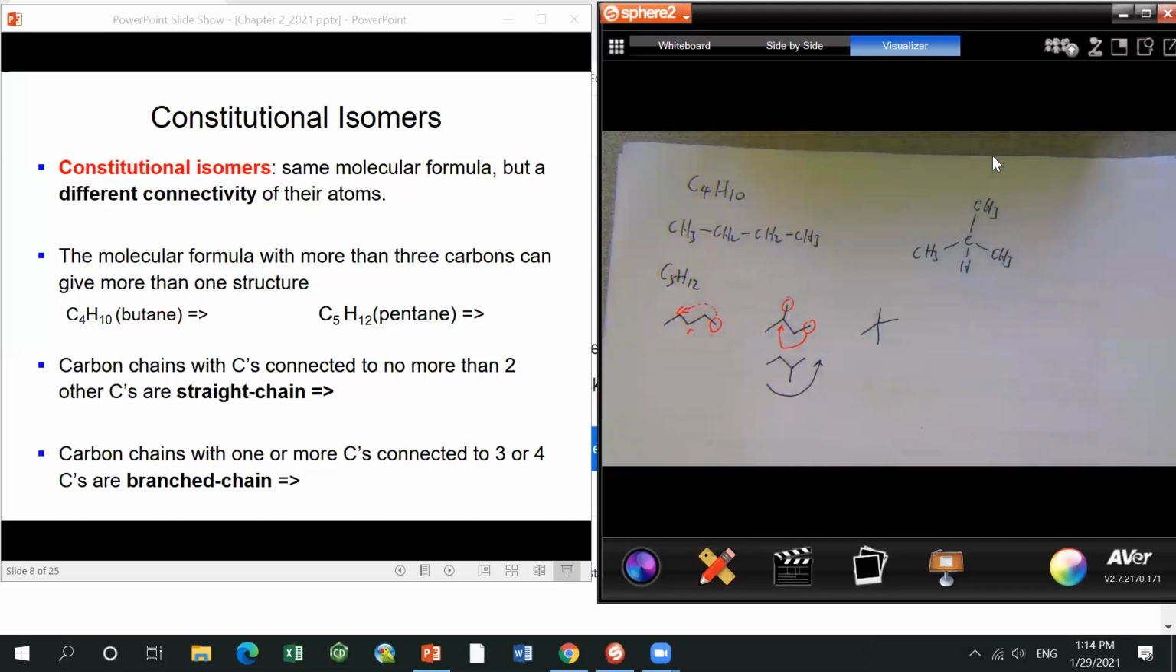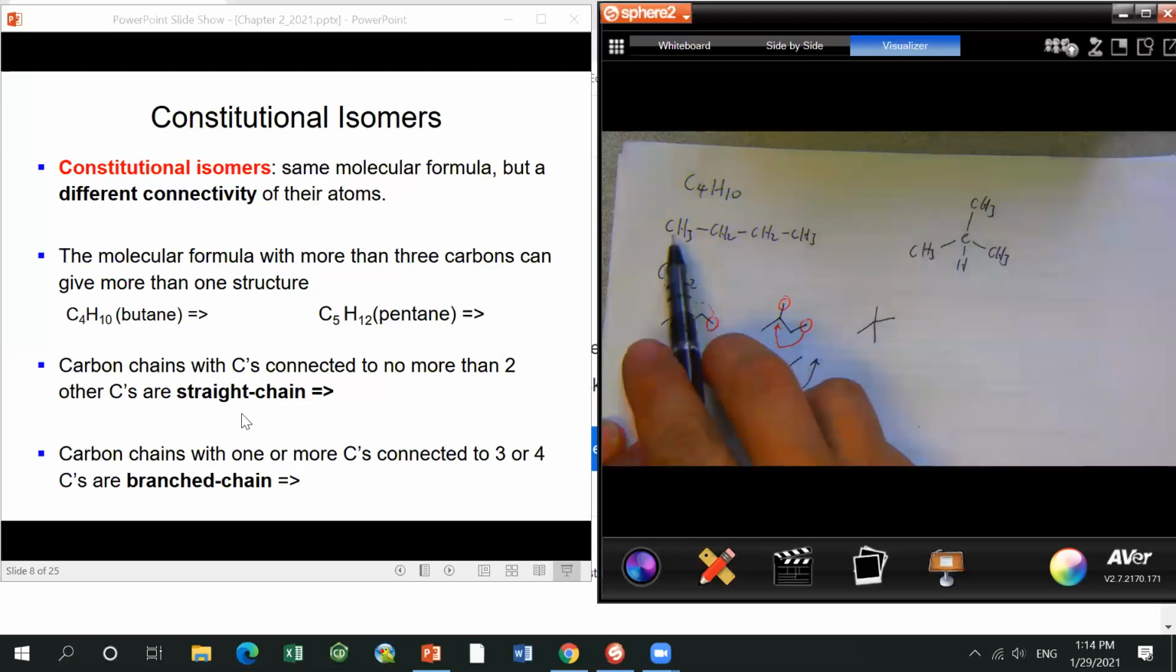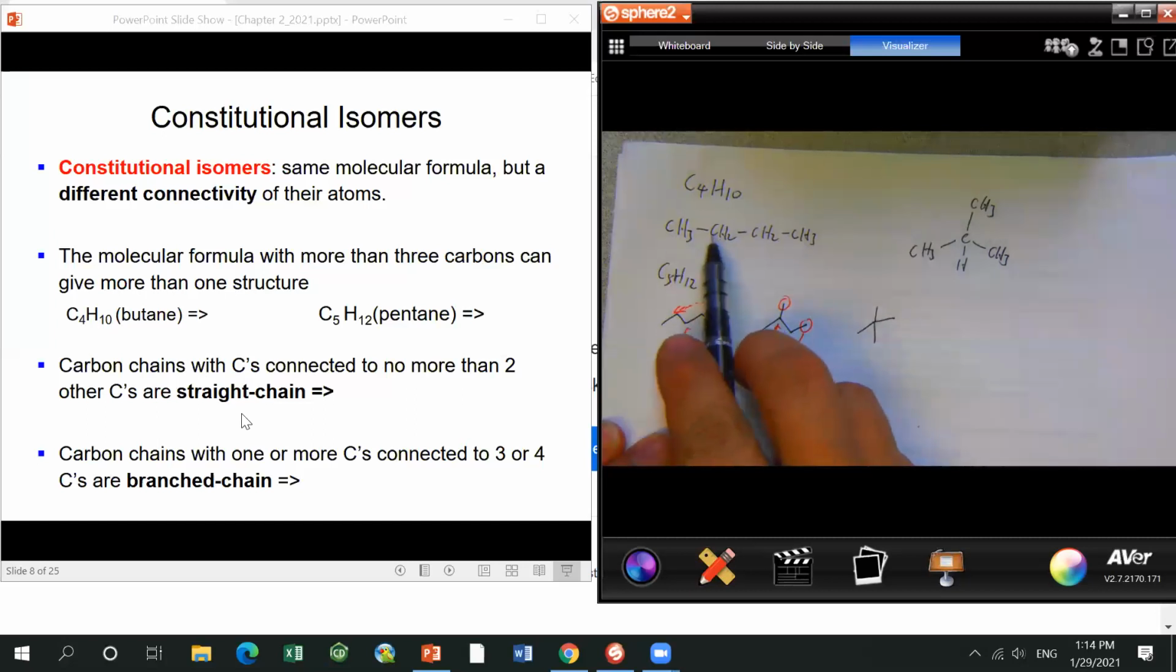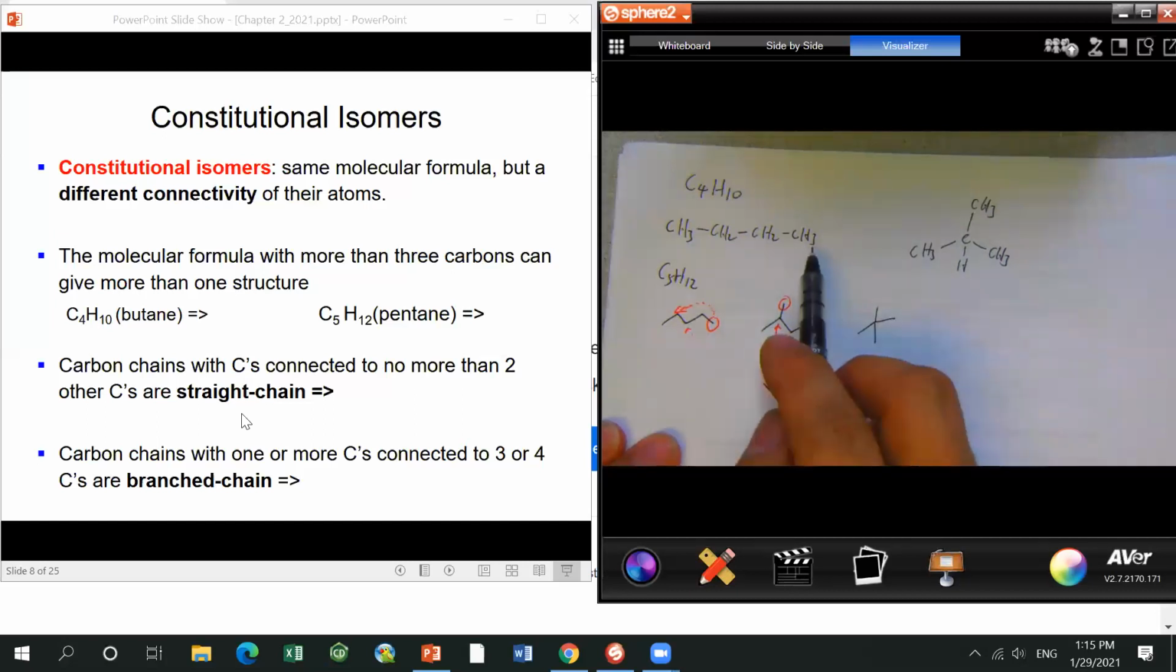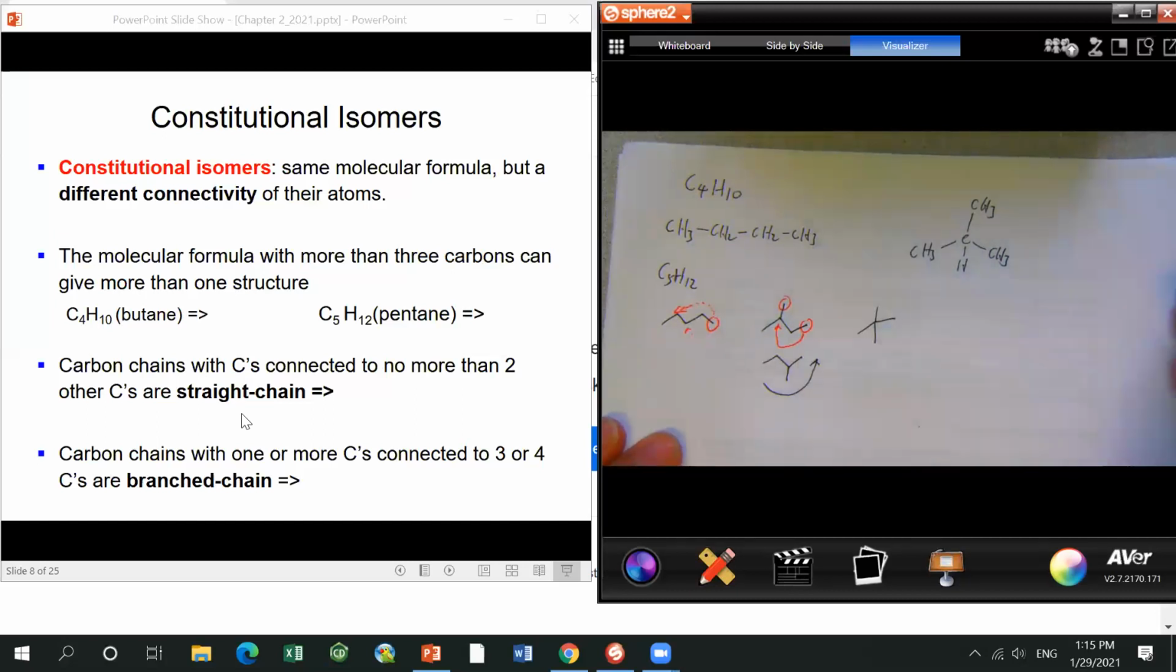In other words, there are a total of three constitutional isomers based on C5H12. So here's some definition. If all carbons only connect to two other carbons, that will be a straight chain. For example, in this straight chain, every carbon connects to either one carbon or just two carbons, like the middle carbon. But if there is one or more carbons which connect to three or more carbons, then you generate a branched chain.